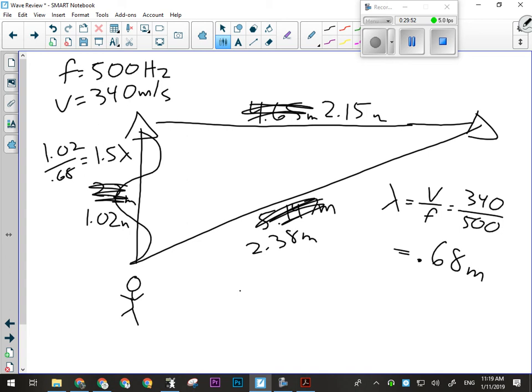Then I have to do the same thing here. 2.38 divided by the wavelength, 0.68, and I'm going to get that there's 3.5 wavelengths here. Do they arrive in phase? Yes, they do, because 3.5 minus 1.5 is 2, which is a whole number, which means they're arriving in phase, crest to crest, trough to trough. This person hears a loud sound at that position.